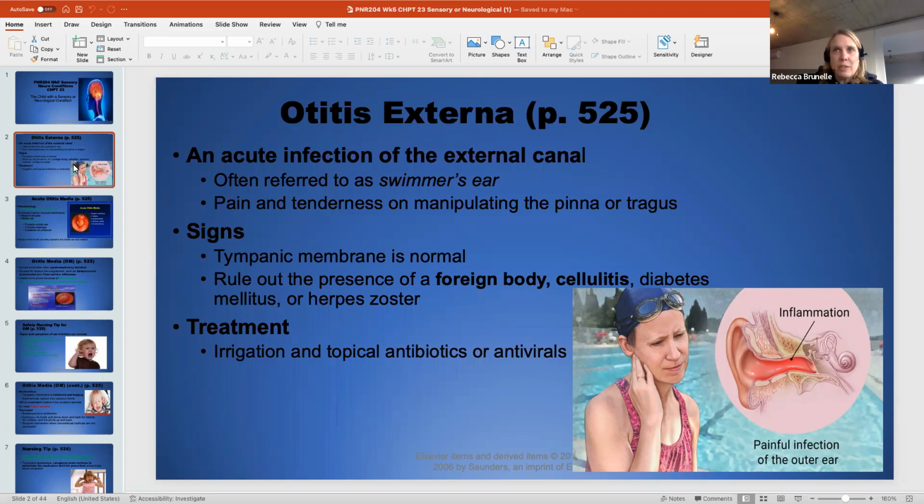So there's pain and tenderness when you're manipulating the pinna or the tragus. So when you're manipulating the outside of the ear, it's painful to the ear canal. But the tympanic membrane is normal. So if you look in the ear, you're not going to see bulging or discoloration of the tympanic membrane. And it's usually just treated, you irrigate the ear and you can put some topical antibiotics into the canal. And you want to try to avoid having water stay in the ear.